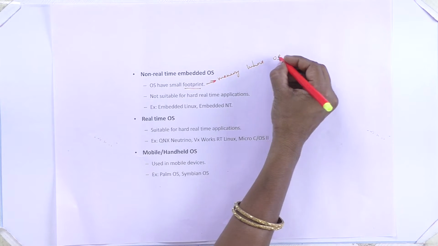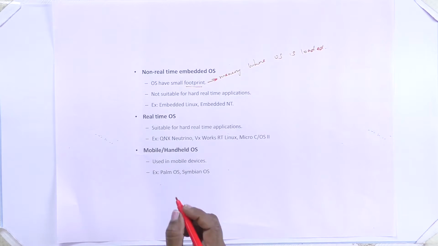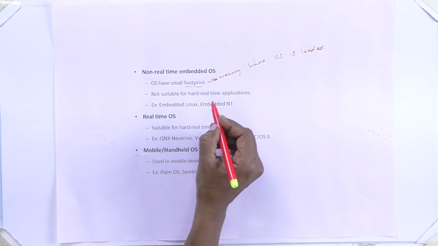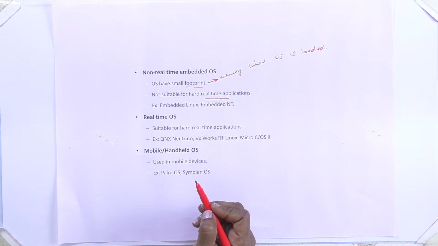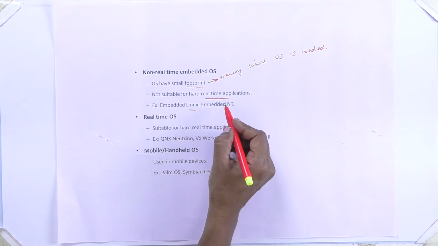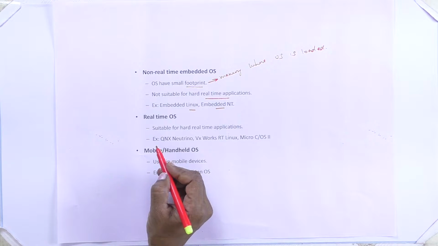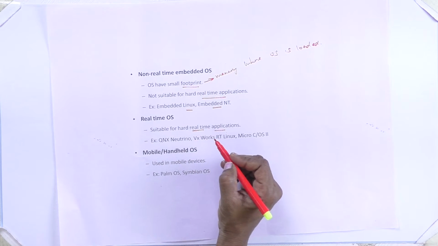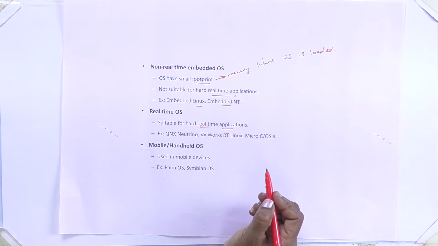Where the OS is loaded. And this non-real-time embedded system OS is not suitable for hard real-time applications. Examples for this could be embedded Linux, embedded NT. On the other hand, real-time OS are suitable for hard real-time applications. Examples could be Neutrino, VxWorks, RT Linux, MicroC/OS.